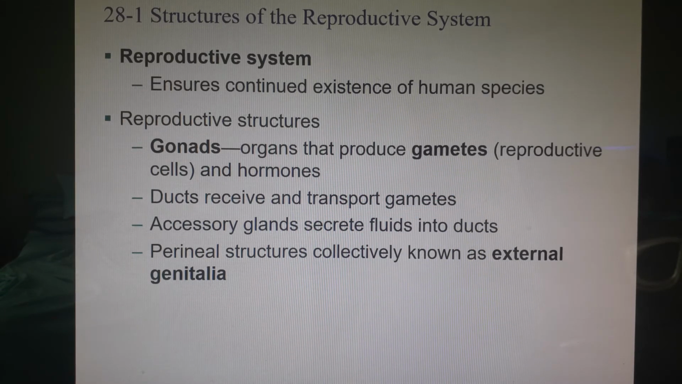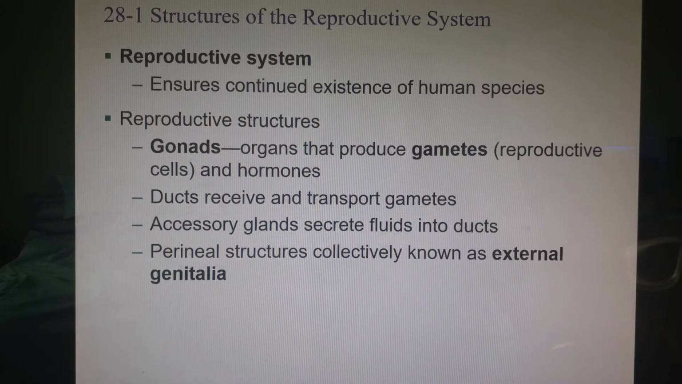Okay, so the reproductive structures we're going to be looking at, in general, the part of the body that makes the sex cells are called gonads, and they are going to make gametes. The gametes are the sex cells. Now, in particular, the gonads for males are called the testes, and in females, they're called the ovaries. The male gametes are called sperm, and the female gametes are called eggs.